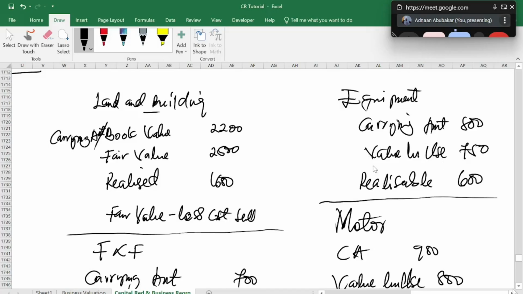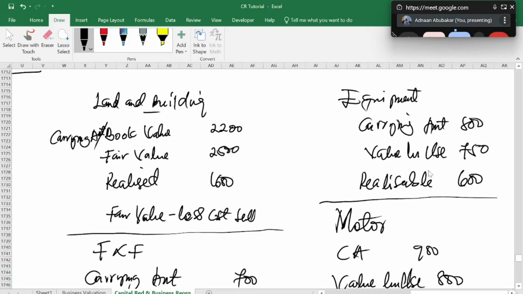You will compare. This one is like when you are doing the capital reduction or you are doing the maximum loss, when you are comparing the value in use and net realizable value of the asset, you pick the one with the highest of the value. It's like you are doing IAS 36. Do you understand? You will pick the one with the highest value.